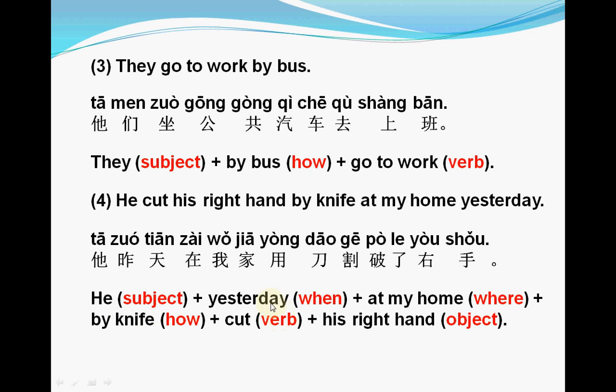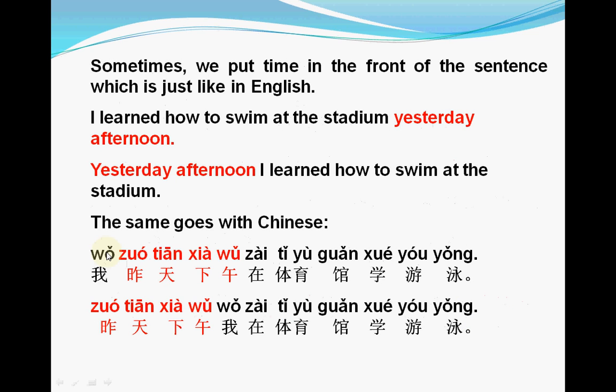See, this sentence has all the elements of the sentence. He is subject, yesterday is when, at my home is where, by knife is how, cut is verb, his right hand is object. These are all the things in the sentence. 他昨天在我家用刀割破了右手.